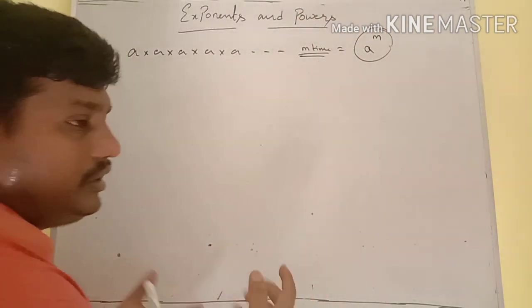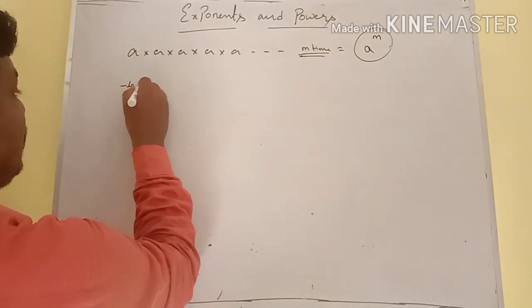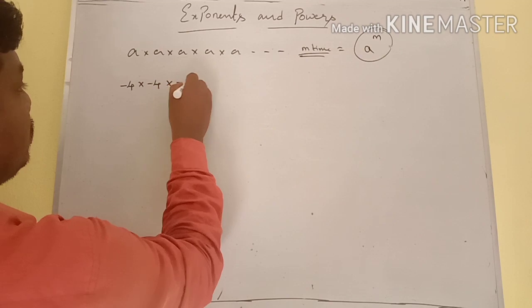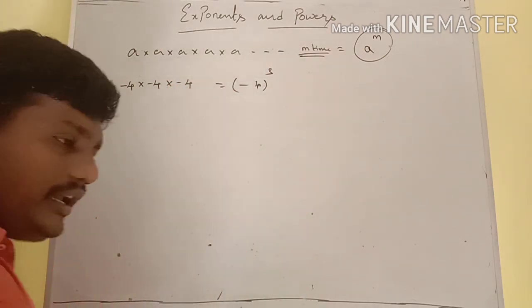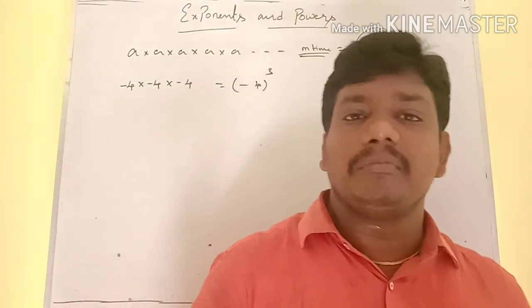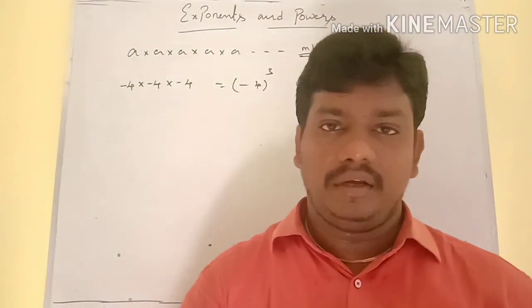Now, apart from this, nothing more is there. Suppose minus 4 is multiplied 3 times. This can be written as minus 4 power 3. Any number which is repeatedly multiplied can be represented in exponential form.